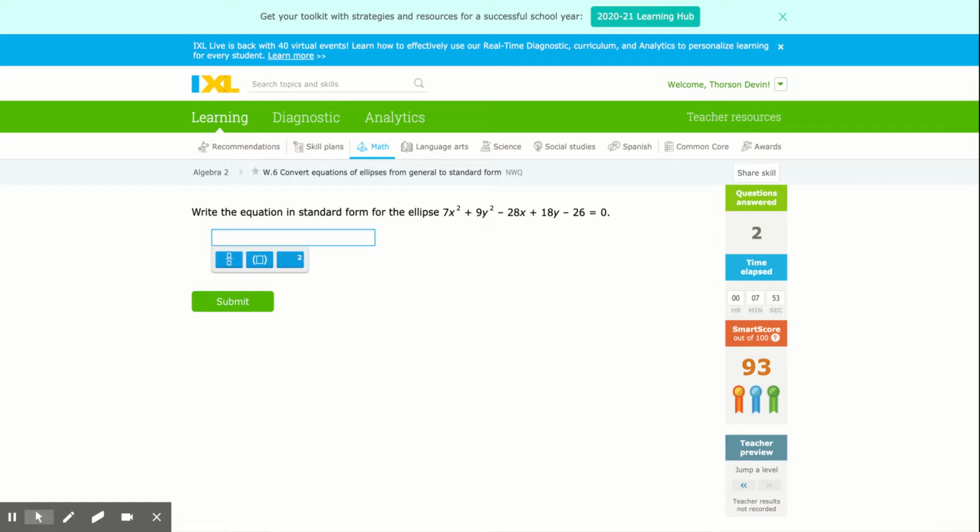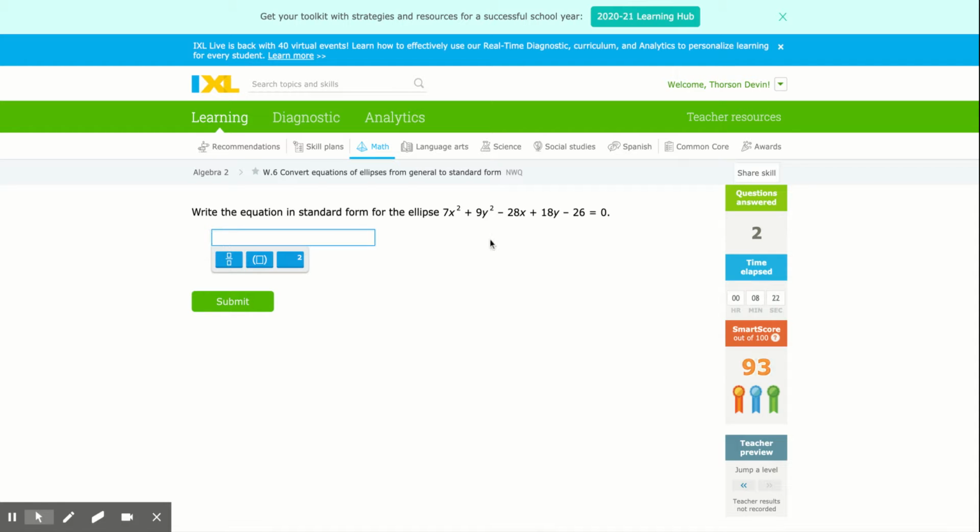In this lesson, we're going to learn how to take the equation of an ellipse that's written in general form and convert it to standard form. Now, all we really need to know is that we need to complete the square twice at most, maybe once, maybe not at all. Hopefully you don't have to complete the square at all. But this is the most complex that you'll see, where you have to complete the square twice.